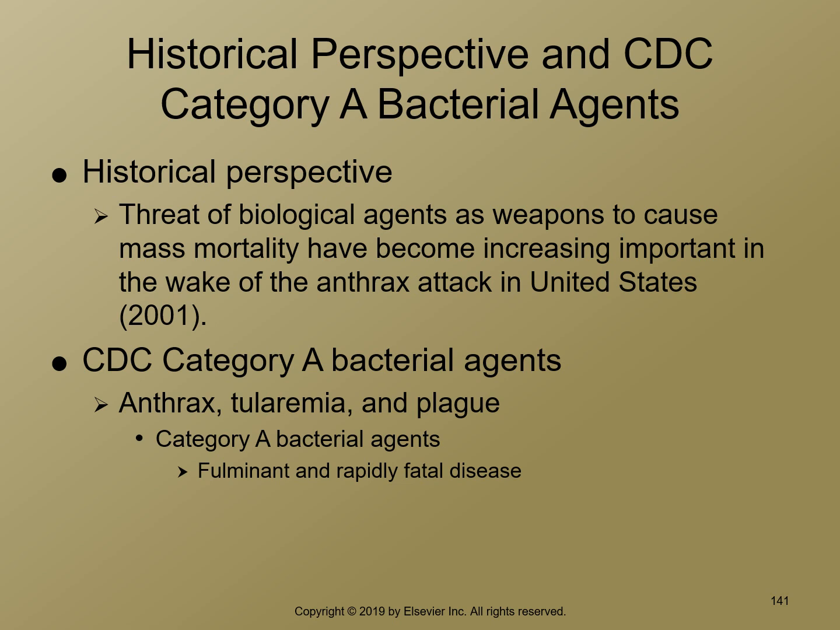The CDC has labeled anthrax, plague, and tularemia as Category A bacterial agents, which constitutes the highest level of threat because all these organisms can be aerosolized for delivery to the respiratory tract. The initial clinical presentation of these pulmonary illnesses is similar to that observed with common bacterial respiratory pathogens, but then they can be fulminant and rapidly progress and become fatal.